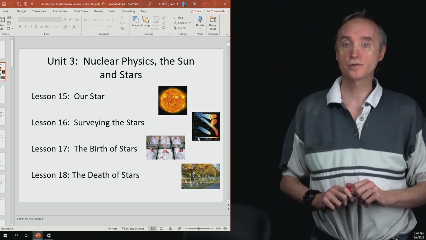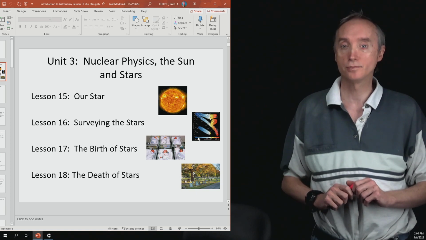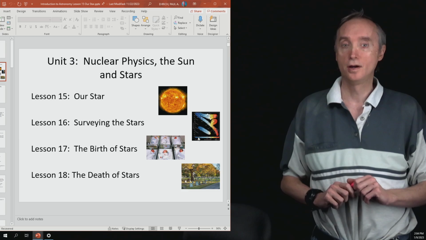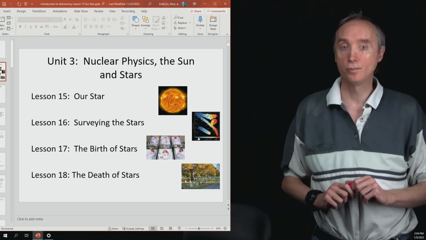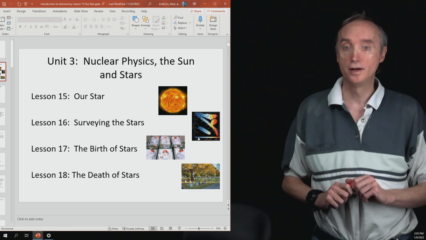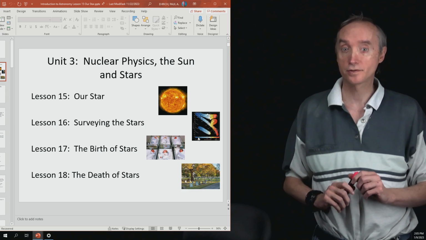So this one only has 4 lessons. So we're going to do lesson 15 is about our star, the sun. And then lesson 16, we're going to enlarge our view and talk about other stars and what their properties are. And then in lesson 17, we're going to talk about how stars are born. And then finally, in lesson number 18, we're going to talk about the deaths of stars.